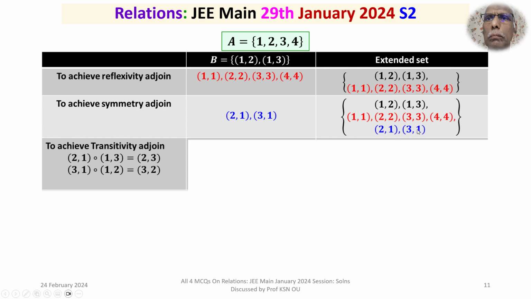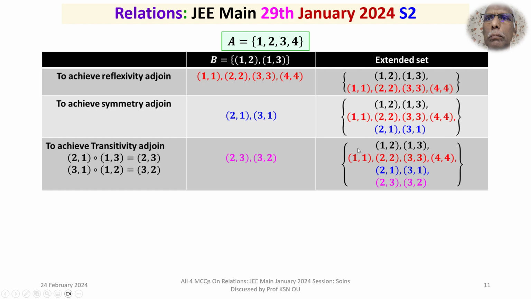So let us take (3, 1). Compose with (1, 2), you will get (3, 2), which is a new element. (3, 1) with (1, 3) is (3, 3), so don't do that. So you get these two. For (2, 3), to achieve symmetry, you will get (3, 2), which is already there. So adjoin (2, 3), (3, 2) with this. Thus we got these elements.